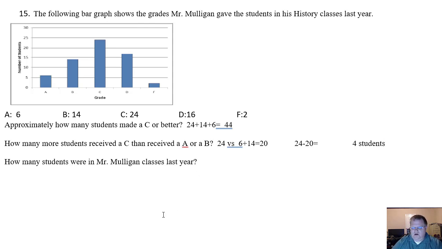Again, keep in mind there's a little bit of flexibility with some of these answers. How many students were in Mr. Mulligan's class last year? Okay, so we're asked to just add these numbers up. Let's see, 16 and 14 is 30, plus the 24, so 54, plus the 6 is 60, plus the 2 is 62. So right around 62 would be my estimate for this.